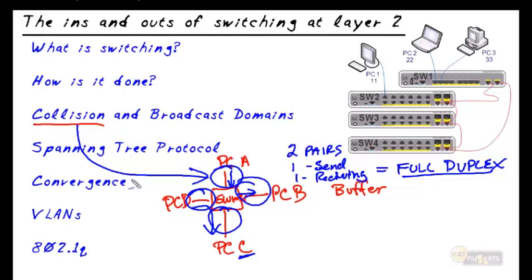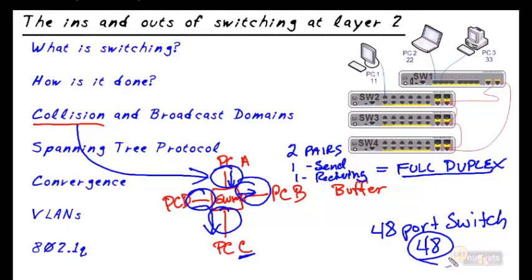In fact, on a 48-port switch, guess how many unique collision domains we have? We have 48. Every port on a switch is its own collision domain. That means it's like having your own dedicated freeway. You'll never see another car because the switch is sorting all the traffic out in the background, and you have dedicated freeways to every single PC.